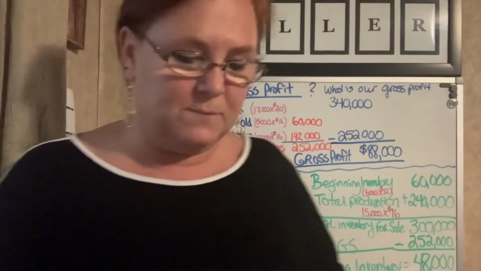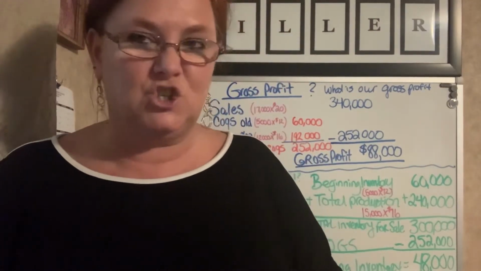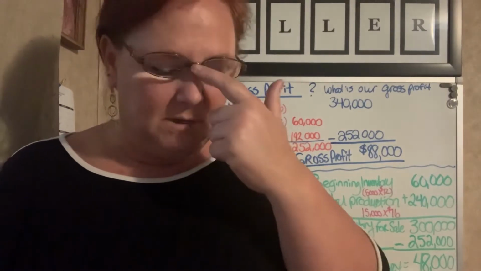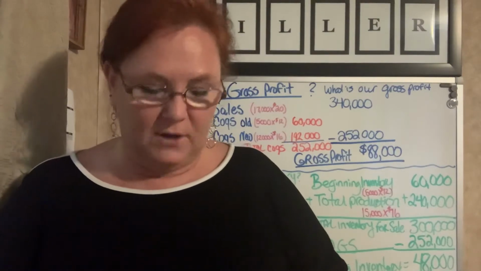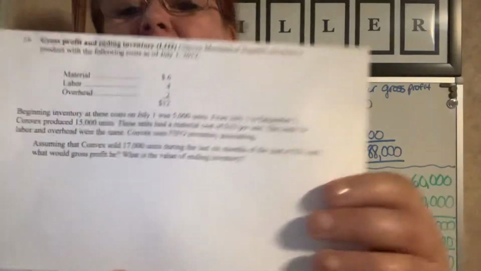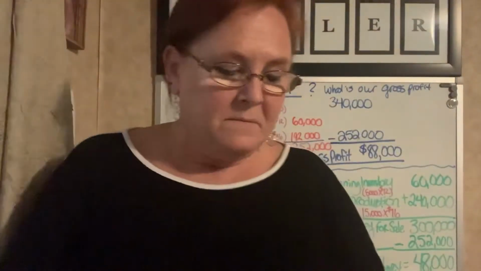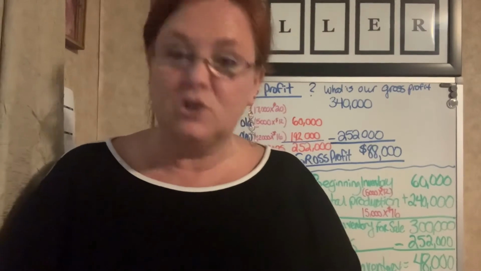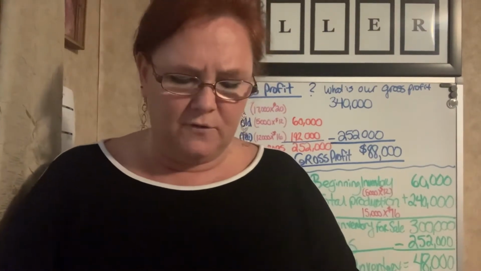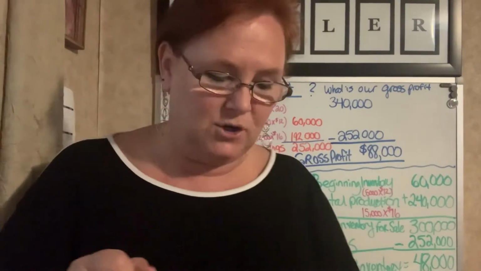Convex Mechanical Supplies produces a product with the following costs as of July 1st, 2012. Material, $6. Labor, $4. Overhead, $2. They give you this. It means that all that is added up to $12. Beginning inventory at these costs on July 1st was 5,000 units. From July 1st to December, Convex produced 15,000 units. This is important for your subtraction up above.